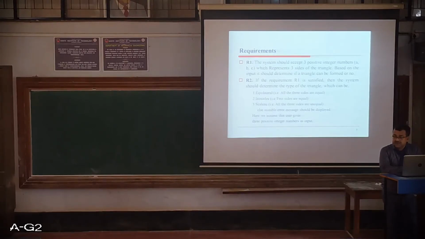Requirement number two is that if the triangle can be formed with these three positive integers, then if the three input values A, B, and C are equal, it is an equilateral triangle. If any two of these sides are equal, then it is isosceles. If none of these sides are equal to one another, then it is scalene. So that is requirement number two for this particular problem.